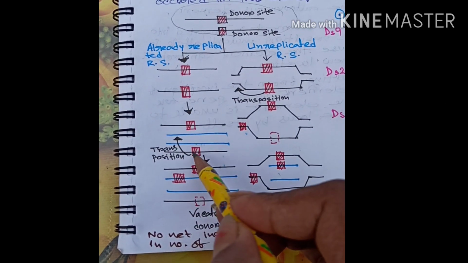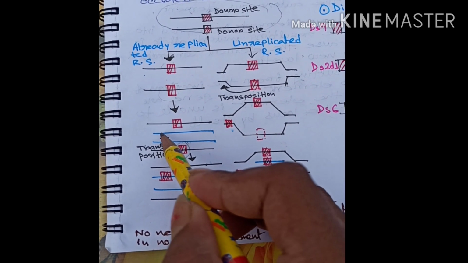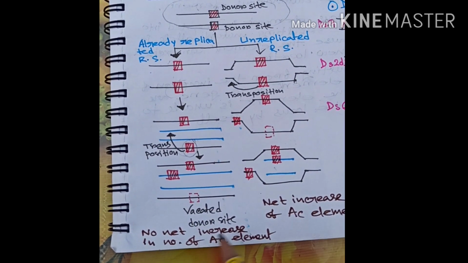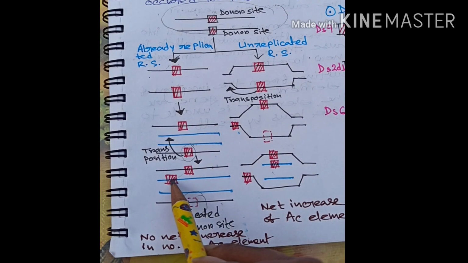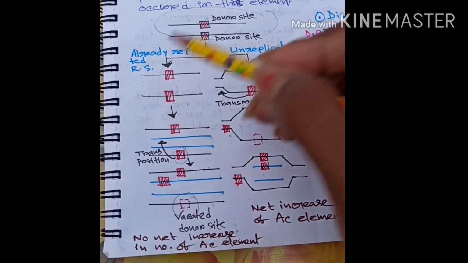The AC element of the donor site transposes to an already replicated recipient site. So there is no net increase of AC element. That means these are the vacated site and these two AC elements are like before.